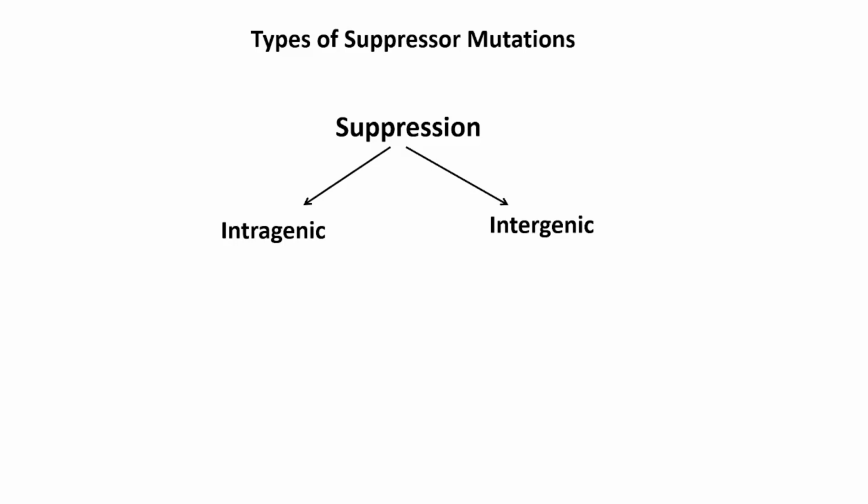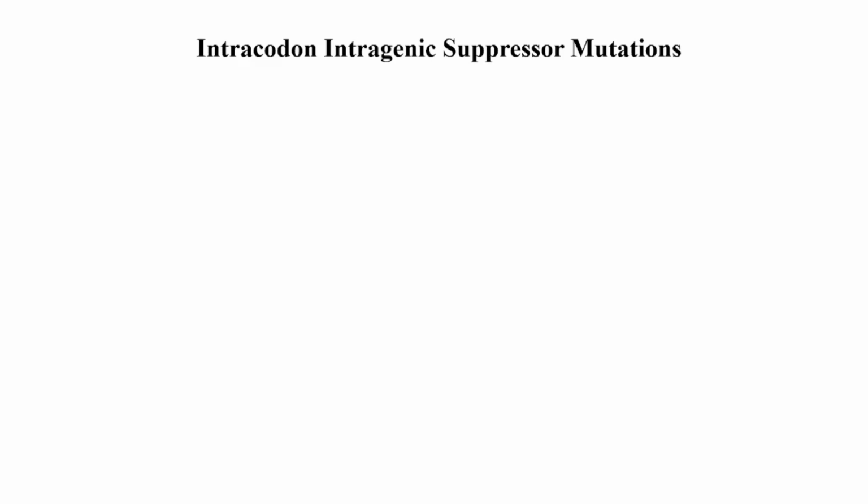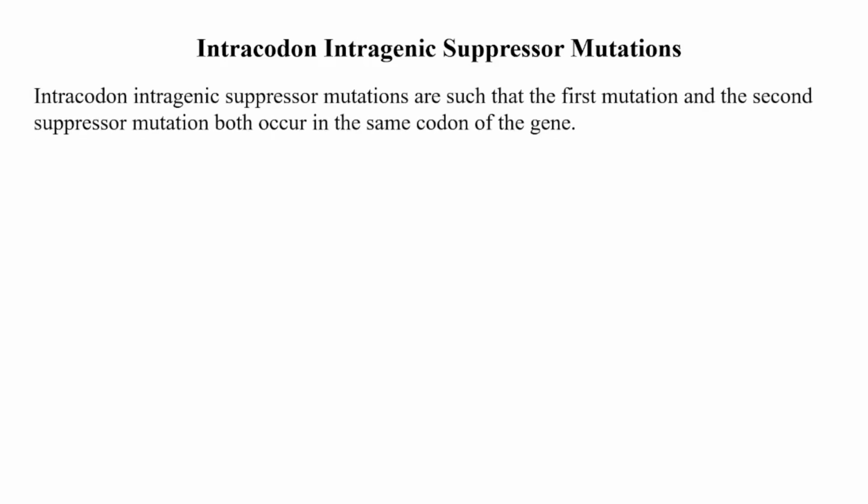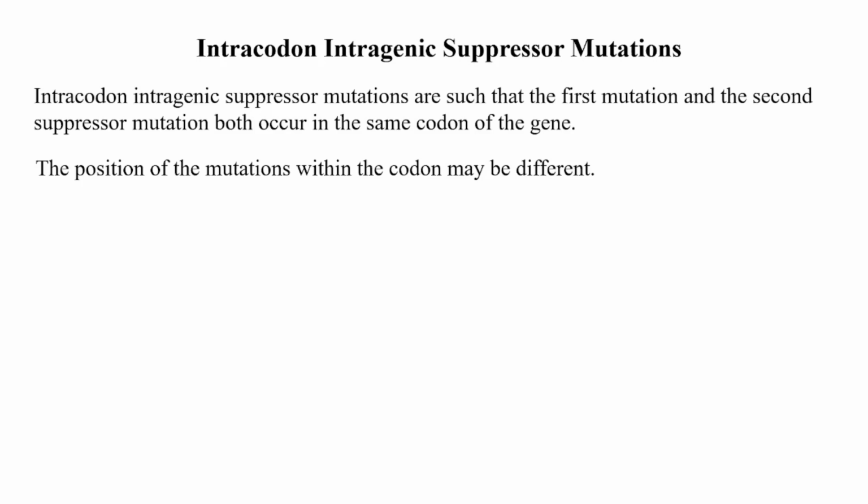Intragenic suppressors can be further divided into intracodon intragenic suppressor mutations and intercodon intragenic suppressor mutations. Let us find out about intracodon intragenic suppressor mutations. Intracodon intragenic suppressor mutations are such that the first mutation and the second suppressor mutation both occur in the same codon of the gene. The position of the mutations within the codon may be different.